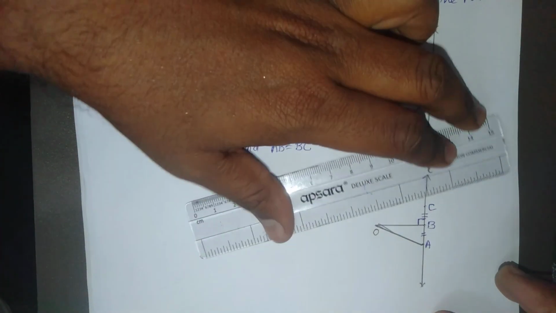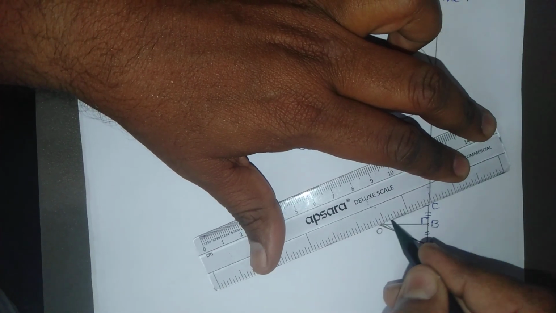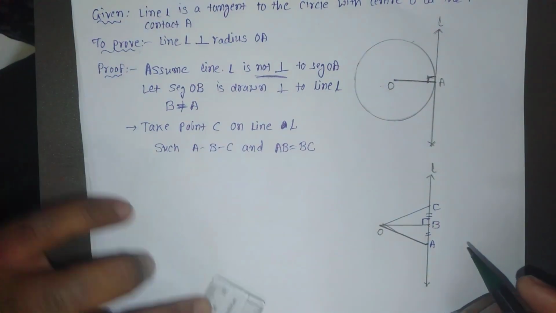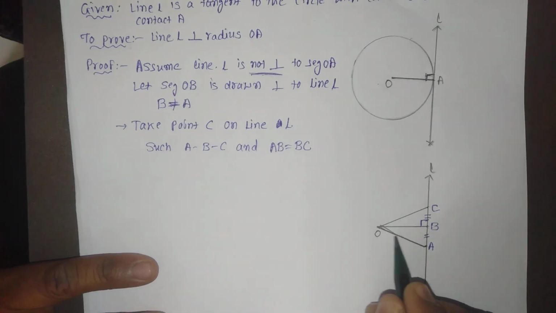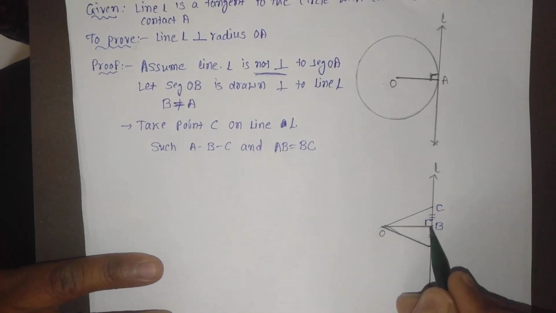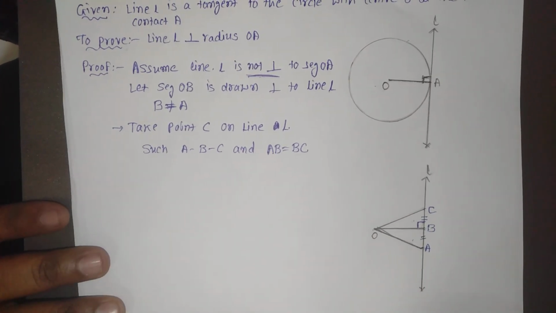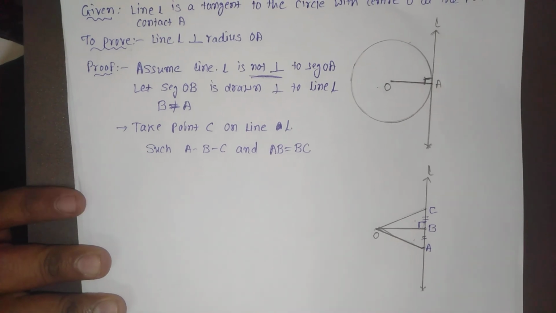OA, and I'll join this OC. So two triangles are formed over here. Which two triangles are formed? One is AOB, and another one is OCB. These two triangles are formed over here. We will try to see about the congruence of these two triangles.